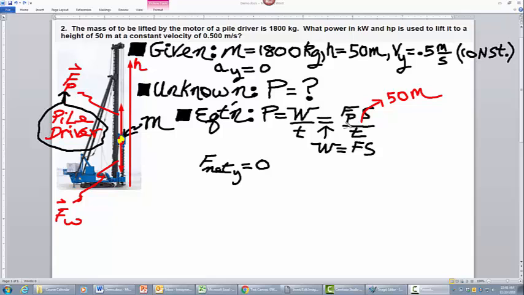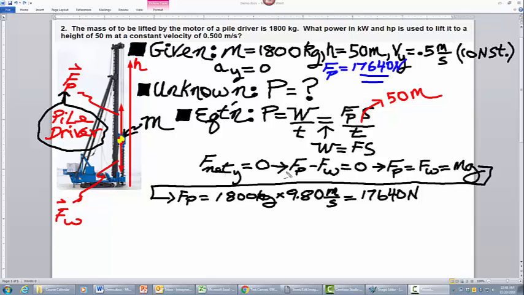To find F sub P, or the force of the pile driver, we note that Newton's first law applies along the y-axis, since the velocity along the y-axis is constant. If the velocity is constant, then the total force is zero. So we write down F net of y is zero.